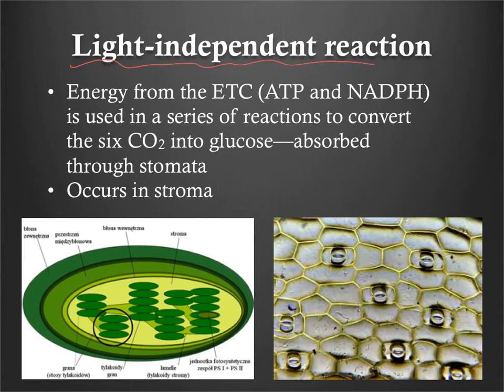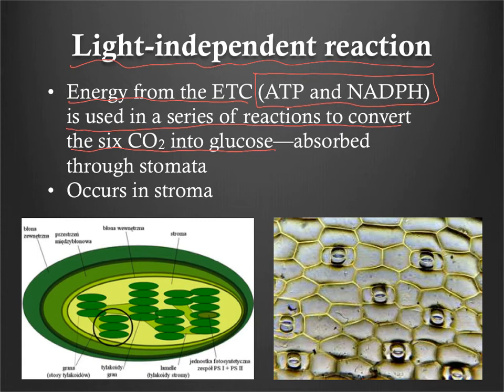The light-independent reactions use energy from the electron transport chain, the 2 high-energy compounds, ATP and NADPH, that were produced from the light-dependent reactions. This energy will be used in a series of reactions to convert the 6CO2 into glucose. 6CO2 from the equation of photosynthesis, 6CO2 plus 6 water with light energy produces sugar, C6H12O6, and 6 oxygen.